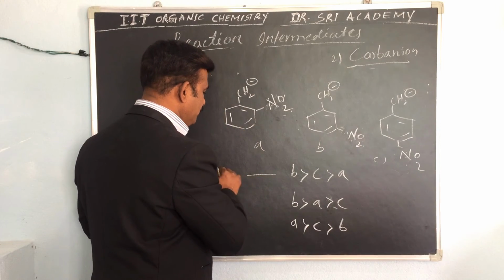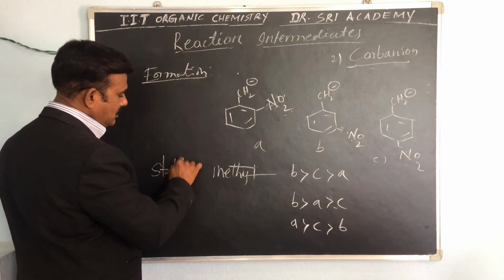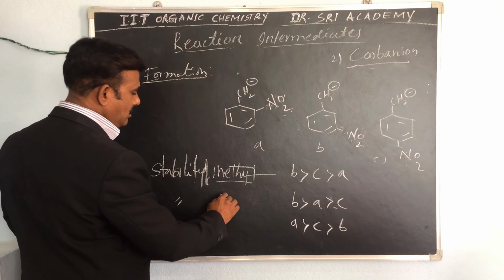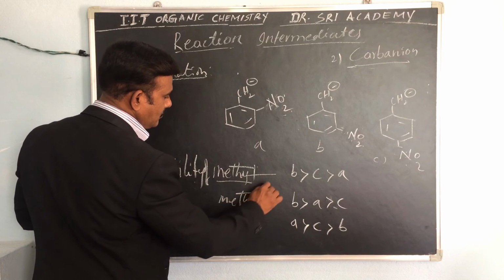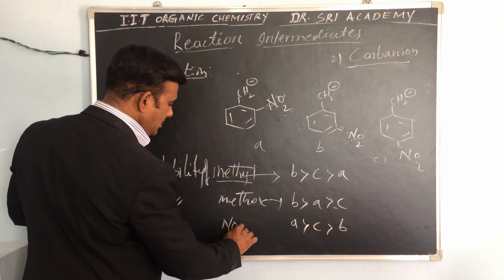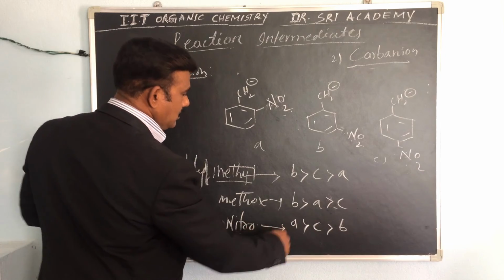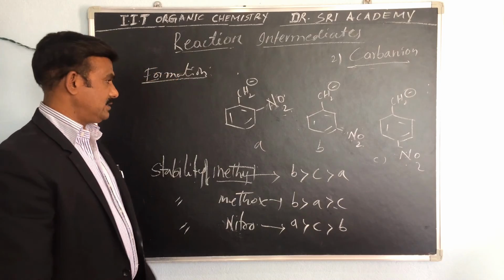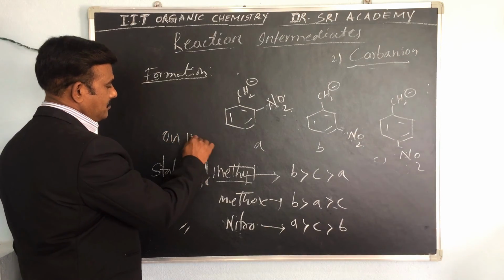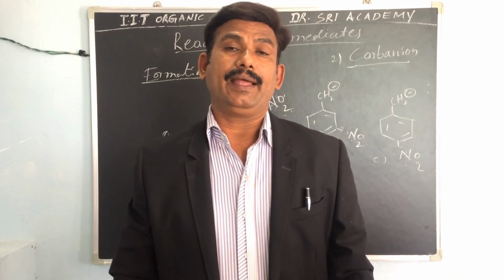So this is for methyl: the order of stability of methyl, the stability of methoxy, and the stability of nitro compounds. The order is very, very important for the competitive exams, on the benzene ring. So these are very, very important for carbanions.